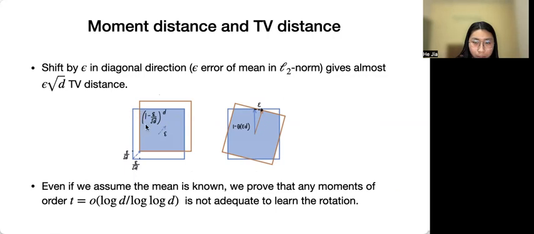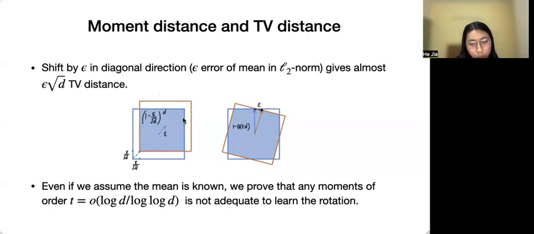On each side, it has a side length of 1 minus epsilon over square root of d. And we multiply them together to the power of d. We can see this value is almost 1 minus epsilon times square root of d. So the TV distance between these two cubes is around epsilon times square root of d. It has a dependence on d.